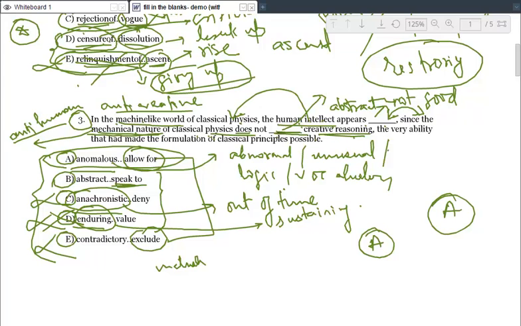So when you say that in the machine-like world of classical physics, the human intellect appears abnormal, and because it appears abnormal, the mechanical nature of classical physics does not allow for creative reasoning, because there is always some kind of abnormality. That is what classical physics feels about human intellect. But if you say abstract, then how can you say that they speak to creative reasoning or speak of creative reasoning? When you mark an answer, there must be logical meaning coming out of that sentence. Without that, the sentence is meaningless. People, I hope you are following me. Shall we go to the next question?